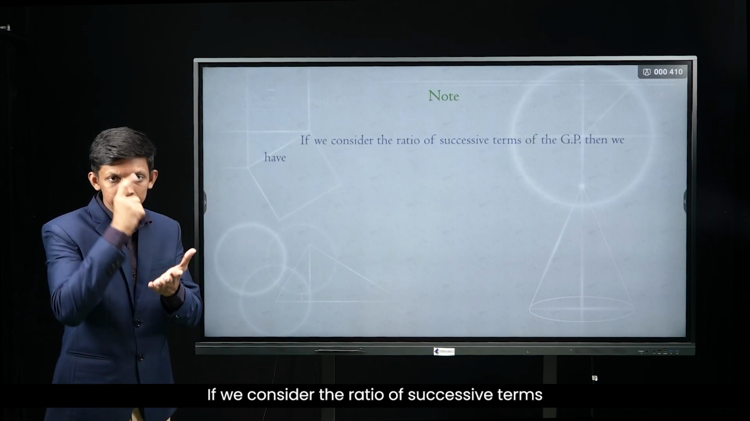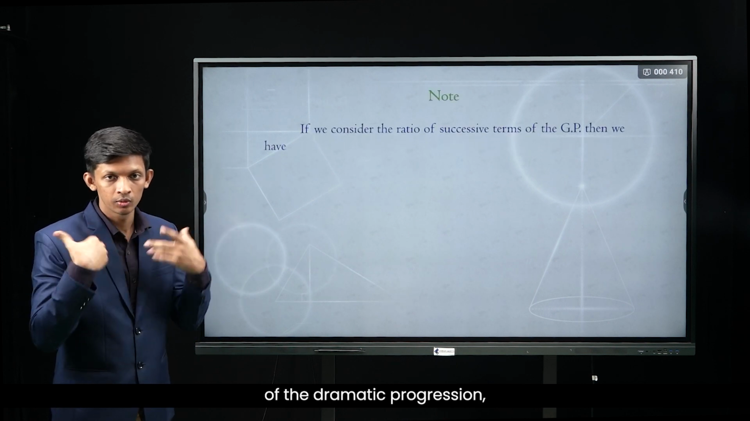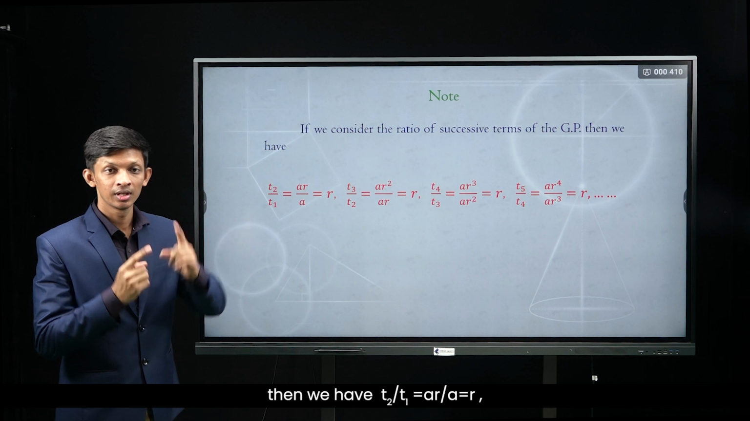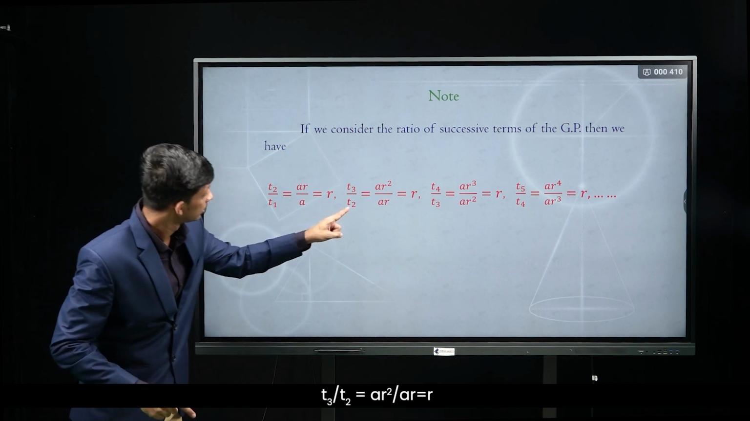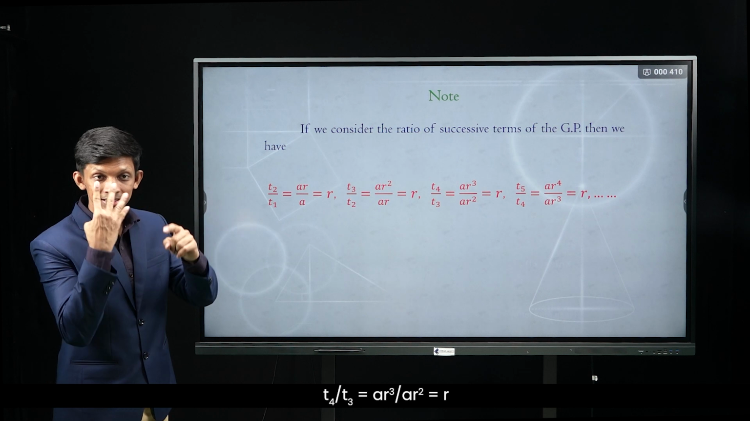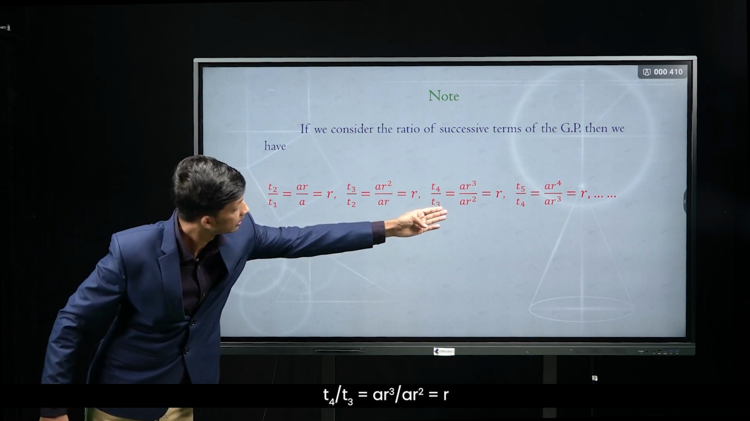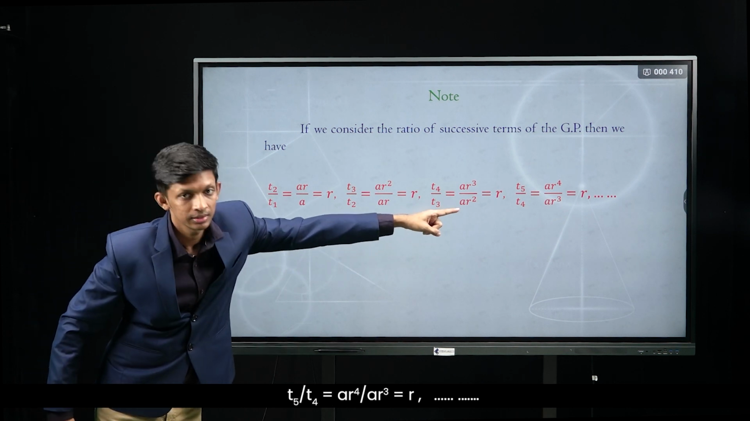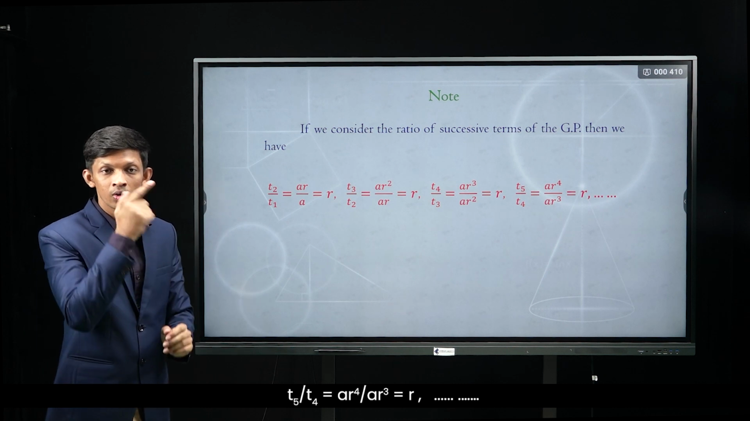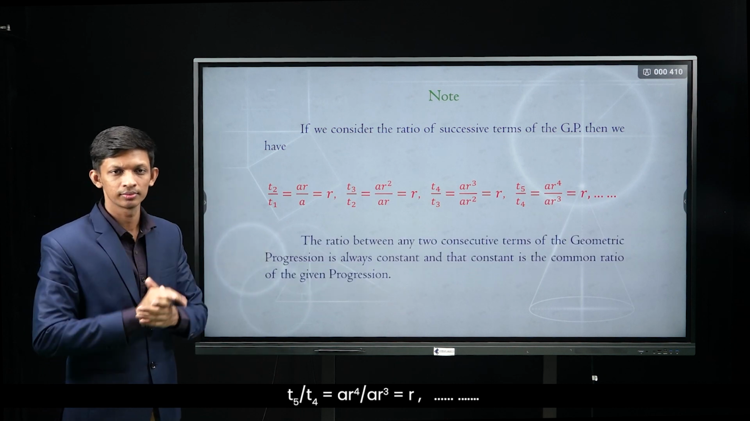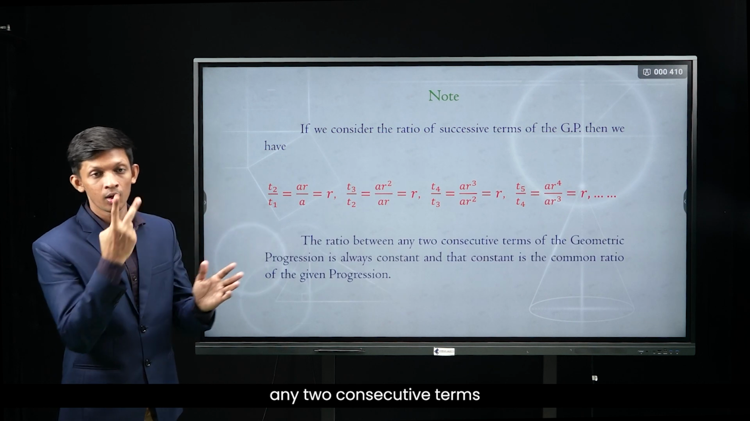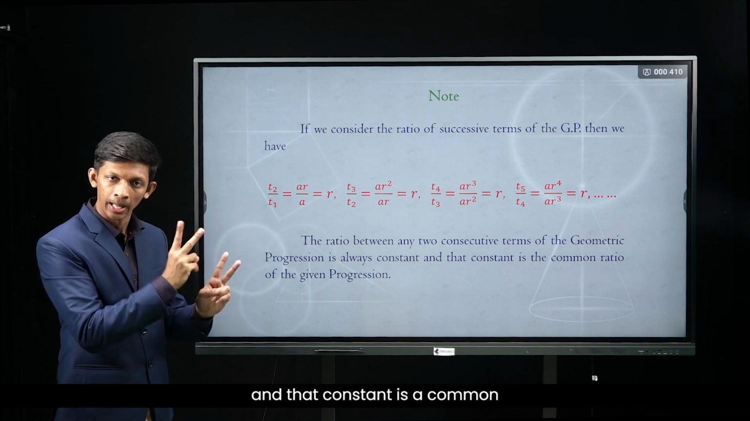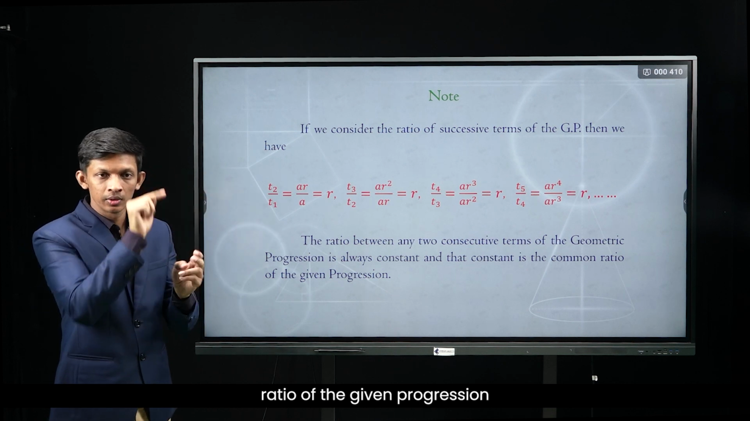Note, if we consider the ratio of successive terms of the geometric progression, then we have T2 by T1 is equal to AR by A, which is equal to R. T3 by T2 is equal to AR square by AR, which is equal to R. T4 by T3 is equal to AR cube by AR square, which is equal to R. T5 by T4 is equal to AR power 4 by AR cube, which is equal to R, and so on. Thus, the ratio between any two consecutive terms of the geometric progression is always constant, and that constant is the common ratio of the given progression.